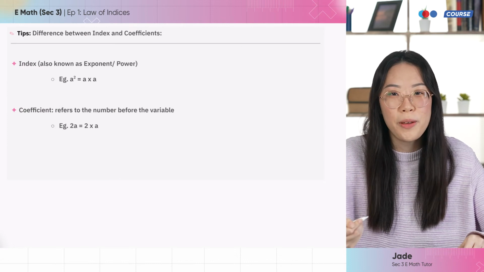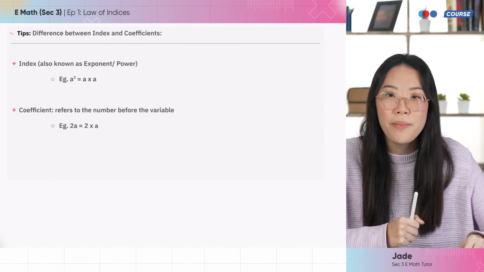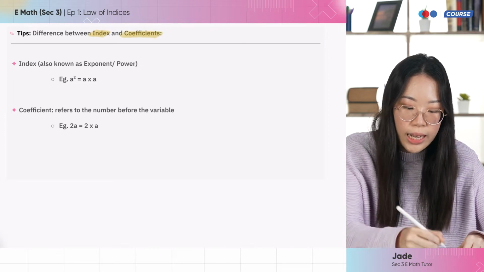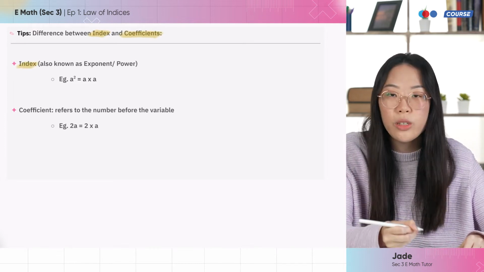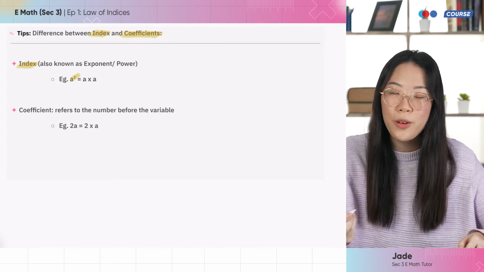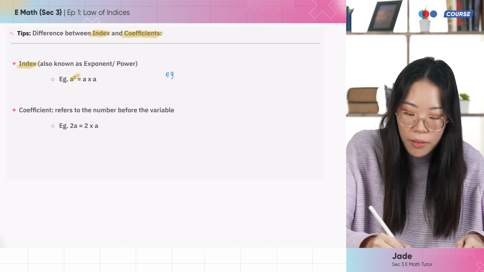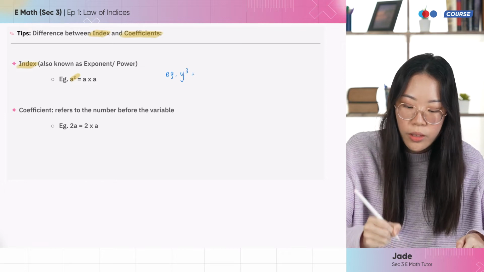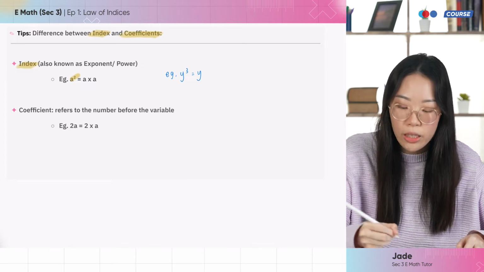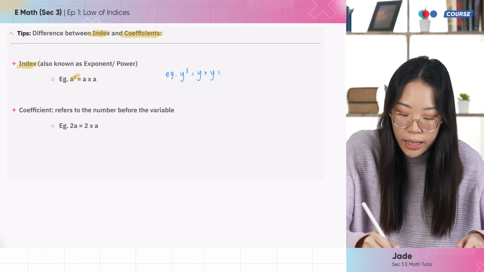So this is a common pitfall among students. We need to bear in mind the difference between index and coefficients. Index, as mentioned previously, is also known as the exponent or power. So let's say we have a to the power of 2 or a squared. The number 2 here will be our index. Let me give you another example. Let's say we have y cubed. This tells us that it will be y and we have to multiply itself by 3 times. So y times y times y.